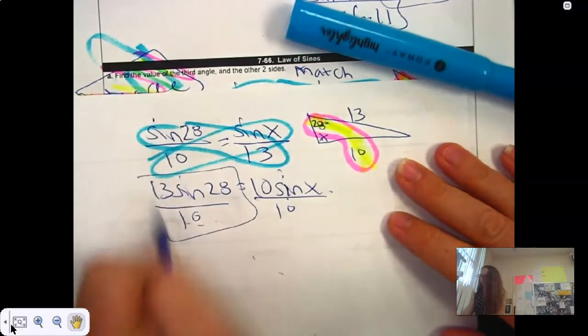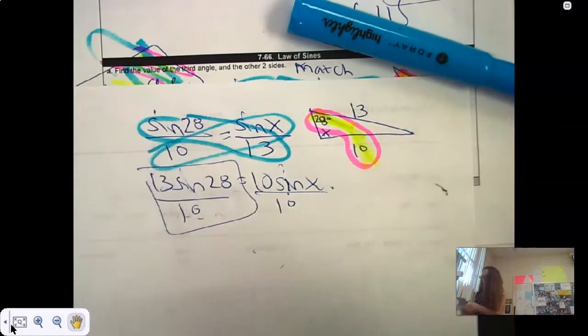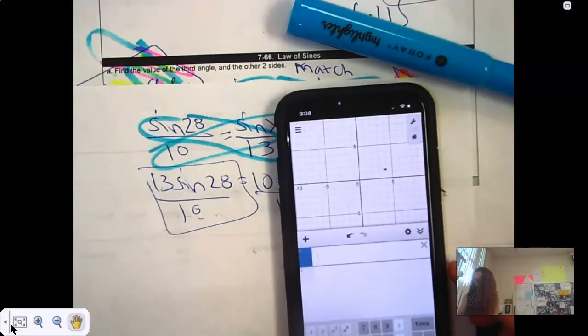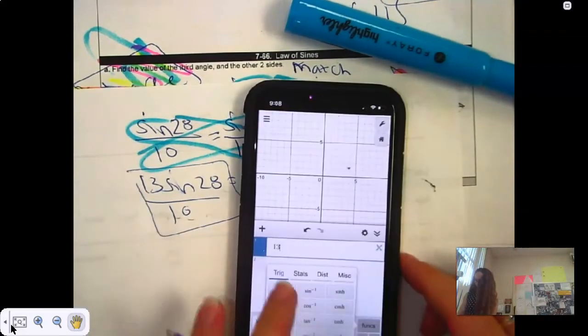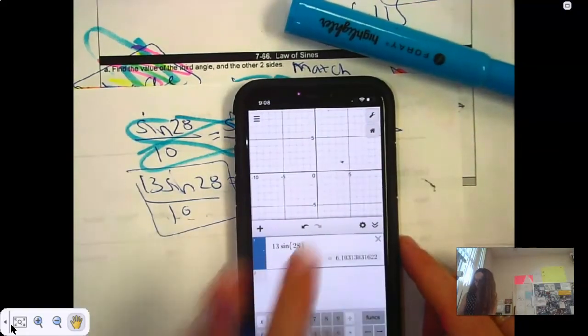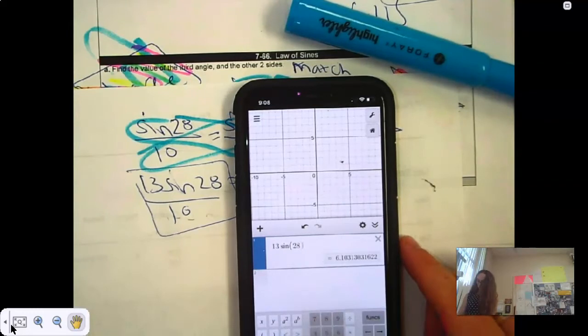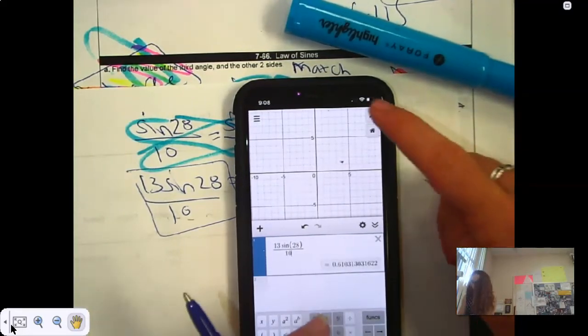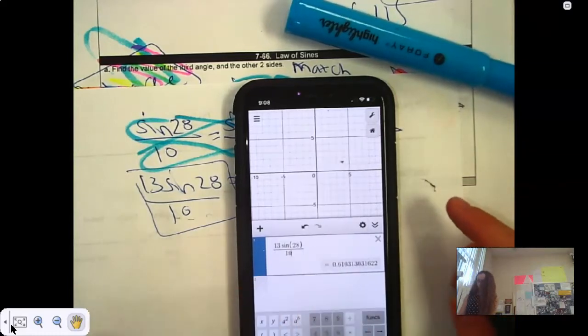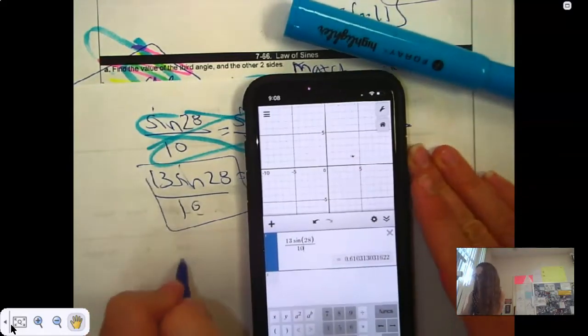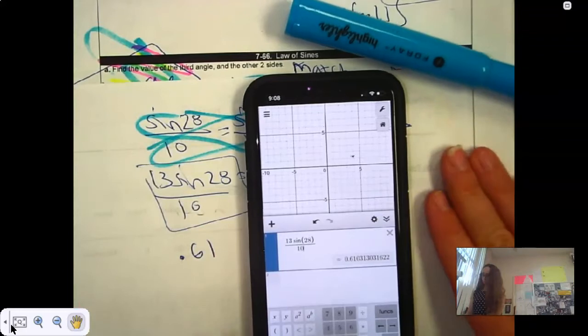So I'm going to pick up my calculator, and I'm going to do that right now. Okay. I don't feel like pausing it. And I guess the good thing is if you don't know how to use your calculator, you're watching me. Make sure it goes to the right, divided by 10. Okay? And I get 0.61. Let me just double check. It's in degree mode. See, 0.61. So that means this is 0.61.